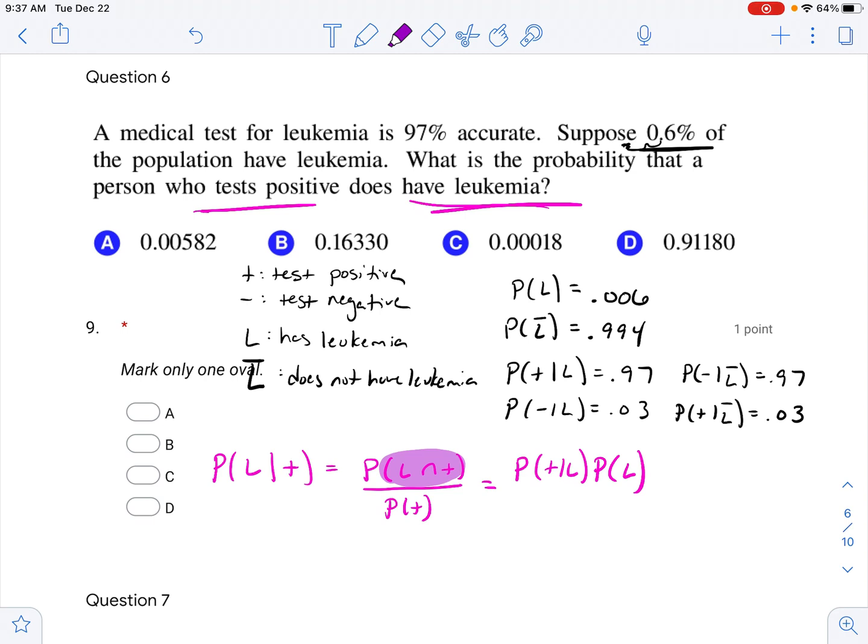Look, whatever it is we're looking for, we break it up using the opposite of that. And again, that's information that we have. We have those values. They were given to us.